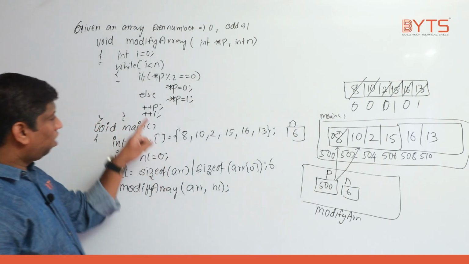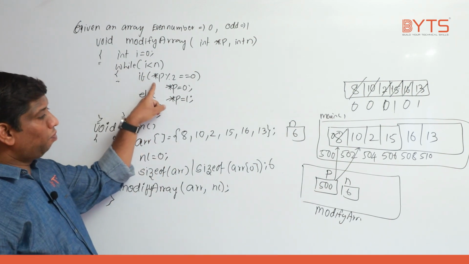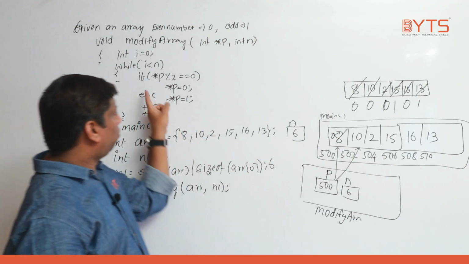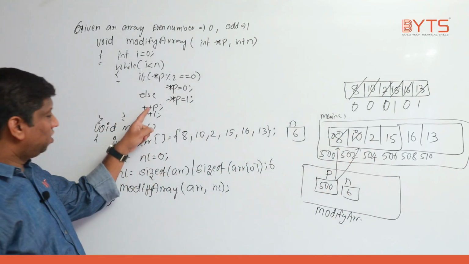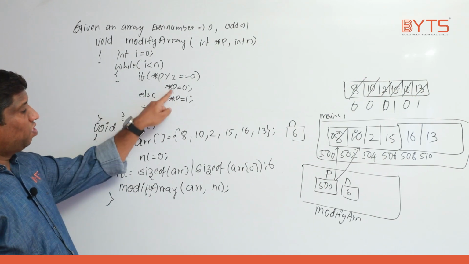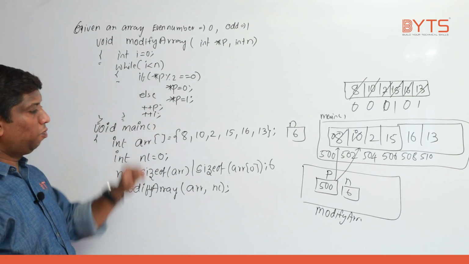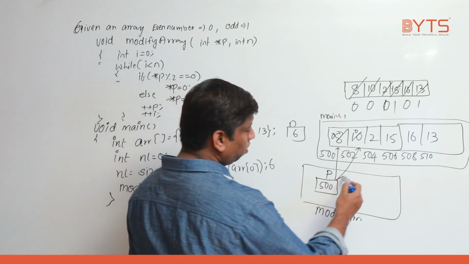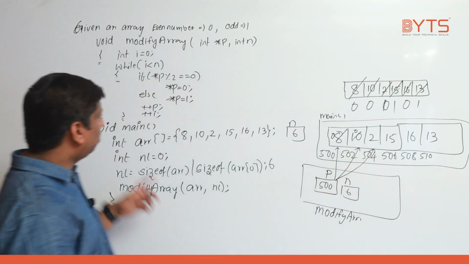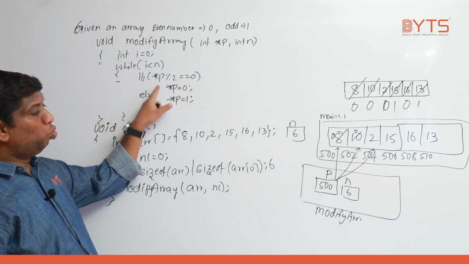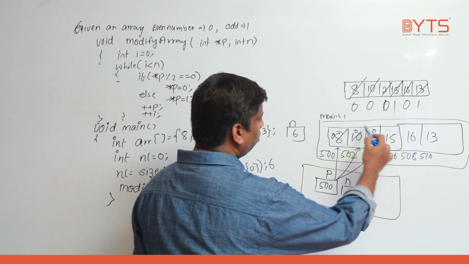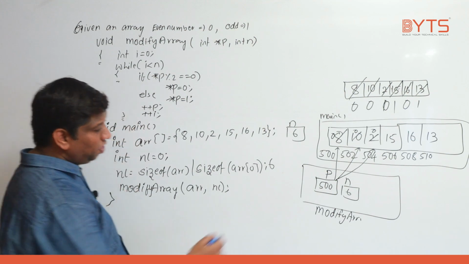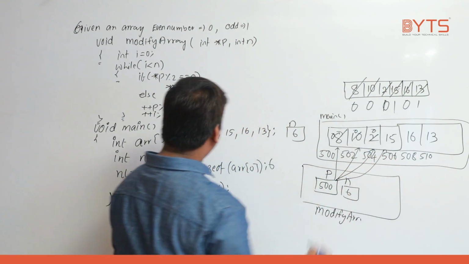Understand? Next i is incremented, condition true. Next star p. What is star p? 10. 10 mod 2 true. This should also be updated to what value? 0. Next p is incremented, i is incremented. Understand? If has only this statement, else has only this statement. So p is pointing here, and i value incremented, star p. What is star p? 2. 2 mod 2 is 0, equal. Then this is what? 0. Next p plus plus. P is incremented, and i is also incremented.